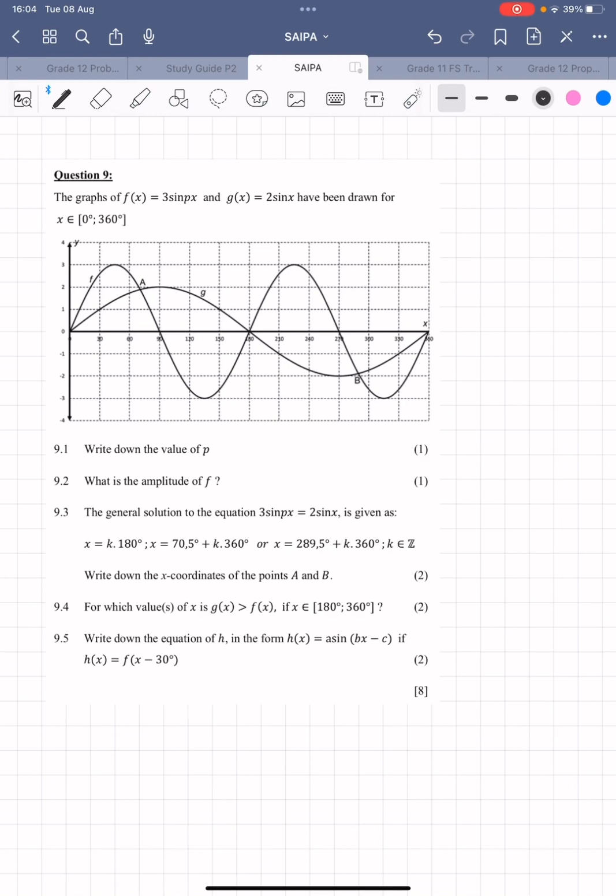I have prepared a few past paper questions. These are from grade 11 final exam papers from different schools that I looked at, and we are just going to be working through these.